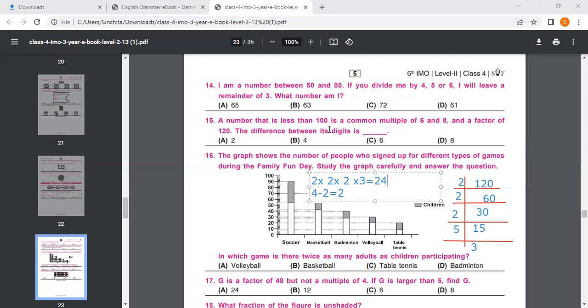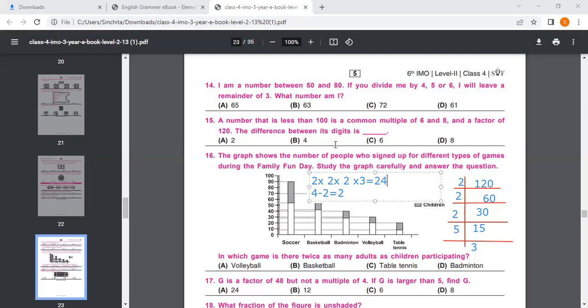Now it has been asked that 24 is a common multiple of 6 and 8. So 6 into how much is 24, beta? 4. 6 4s are 24. Excellent. And 8 into how much is 24? 3. So what next? Is 24 less than 100 or more than 100, beta? Less than 100, exactly. So it satisfied all the conditions.